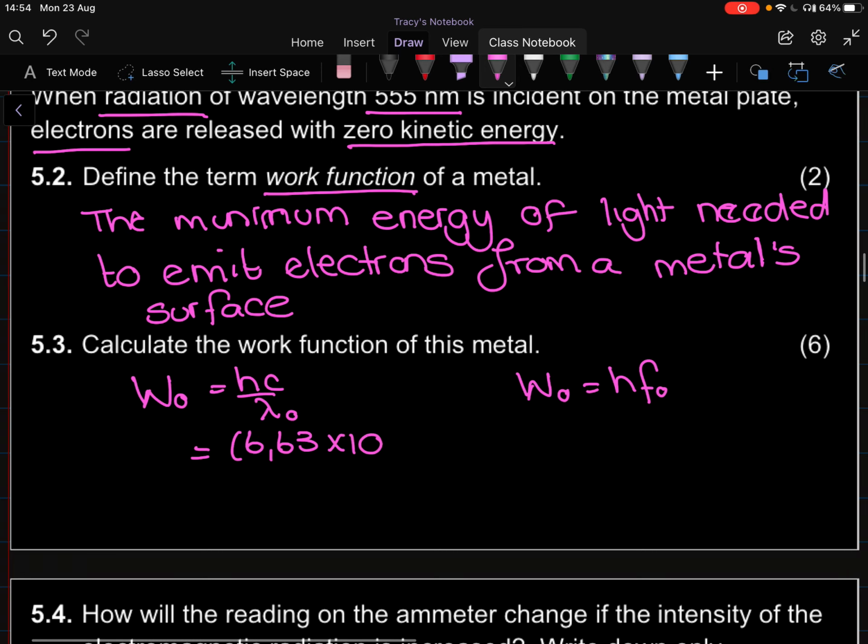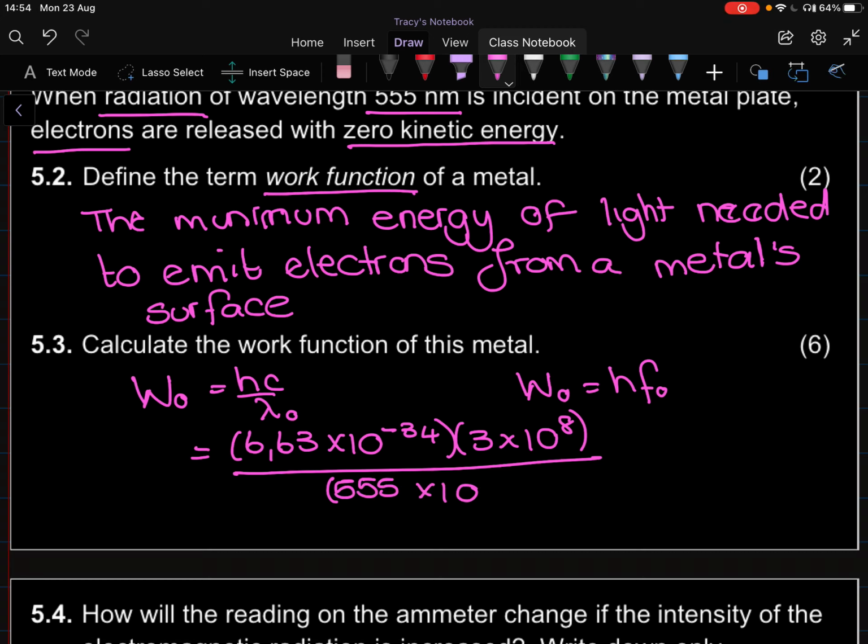So this becomes, whoopsie, I was about to write the wrong one. 6,63 times 10 to the minus 34 times by 3 times 10 to the 8. Those are all constants. Divided by 555 times 10 to the minus 9. 3,58 times 10 to the minus 19 joules. Straightforward. Definitely wouldn't be worth 6 marks anymore. Okay.